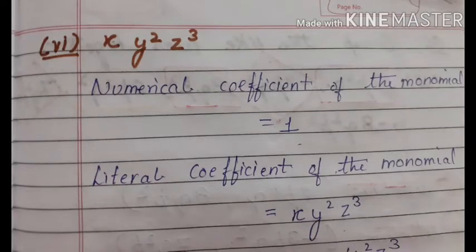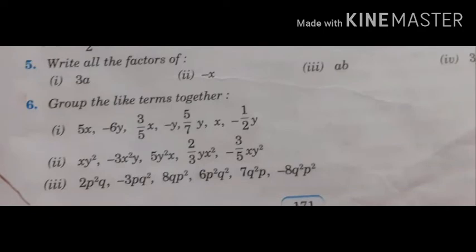Now your sixth part, x y square z cube. Can you see, if nothing is written with any of the variables or literals, it is obvious that 1 is always there with that literal or variable. So x y square z cube means 1 is always attached with it. So the numeral coefficient of the given monomial is 1, and the literal coefficient, of course, will be x y square z cube.